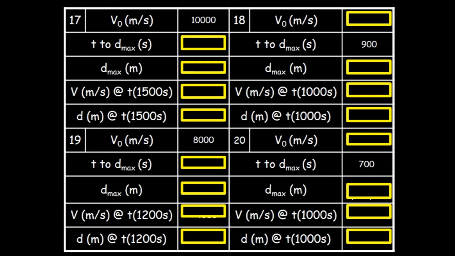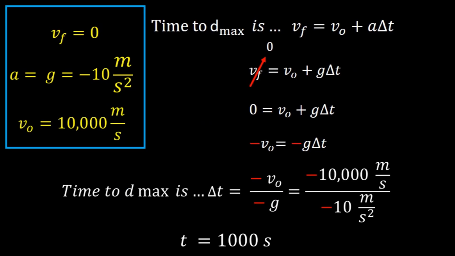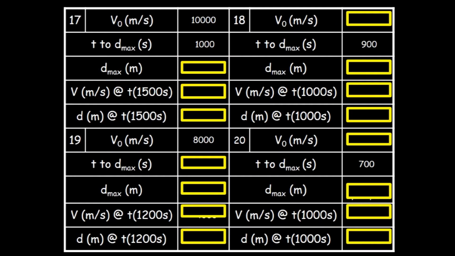Right, so you can see that the first one is going to be 10,000 meters per second, and do the math. The initial velocity is 10,000 meters per second, and it's going to have a time of 1,000 seconds until it achieves a final velocity of 0 at the d max. Now, we're going to do this first problem slowly. What's the distance? What's the d max?